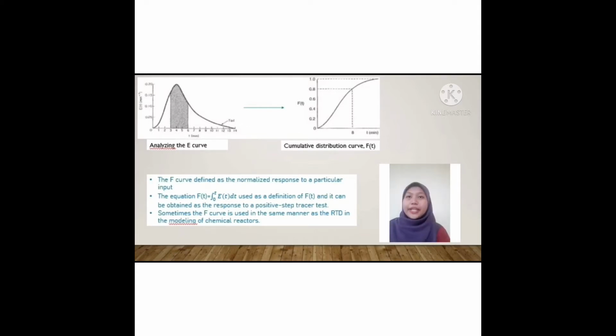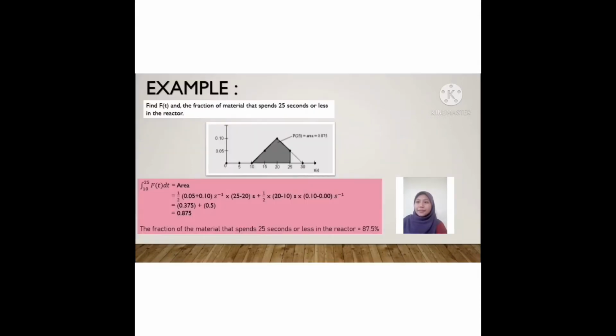So we can find the F(t) using the same method like E(t), which is we can use area under the graph or Simpson. For the example, find F(t) and the fraction of material that spends 25 seconds or less in the reactor. From the graph, we can be divided into two shapes, which is triangle and trapezium.